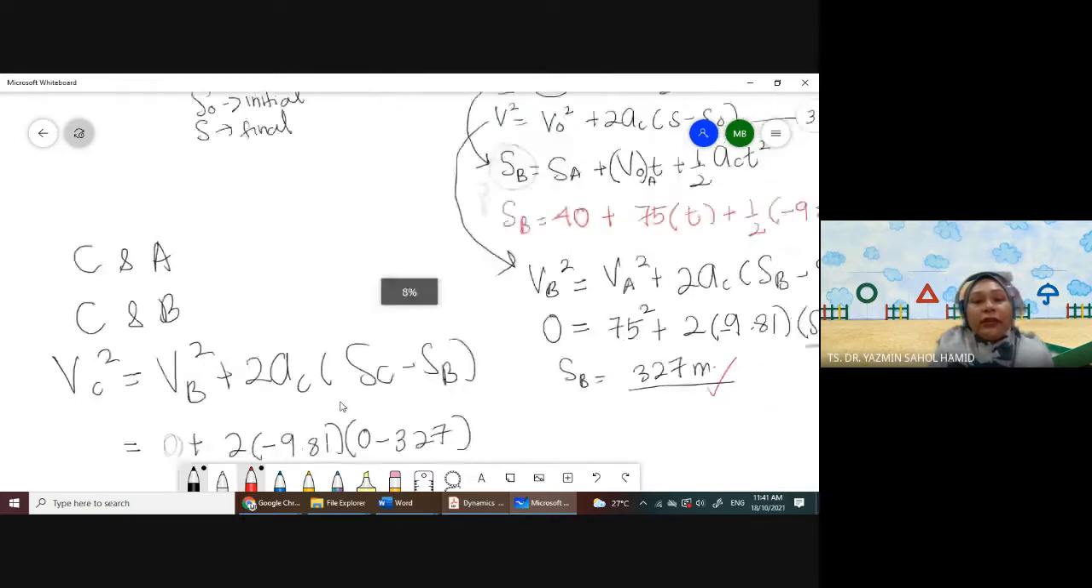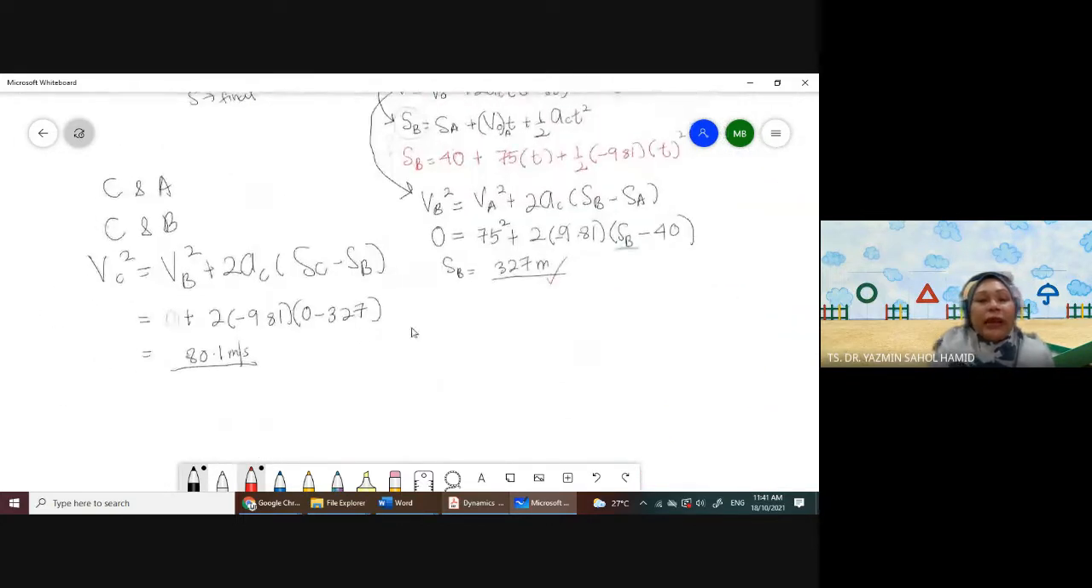So you either give your answer 80.1 meter per second going downward, or you can give your answer to be negative 80.1 meters per second. And we will understand that it means it's going in the other direction. Okay? Both of these are the right answers.